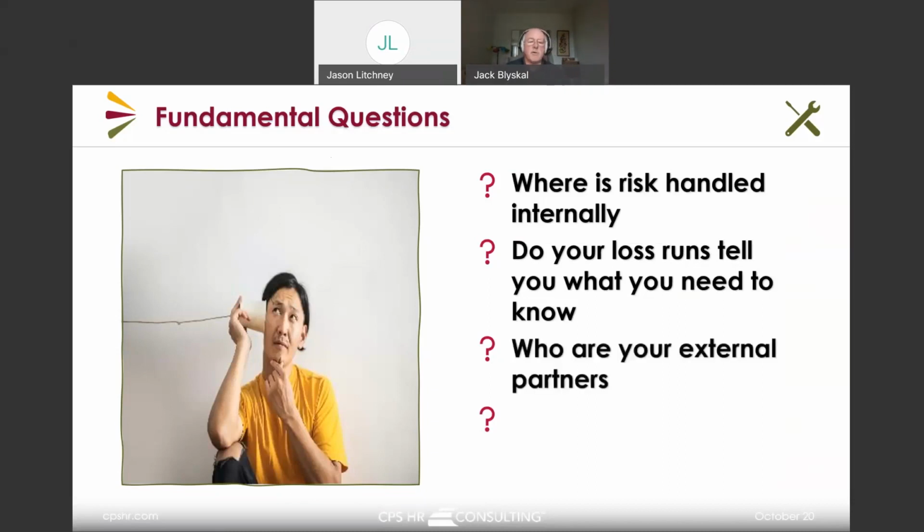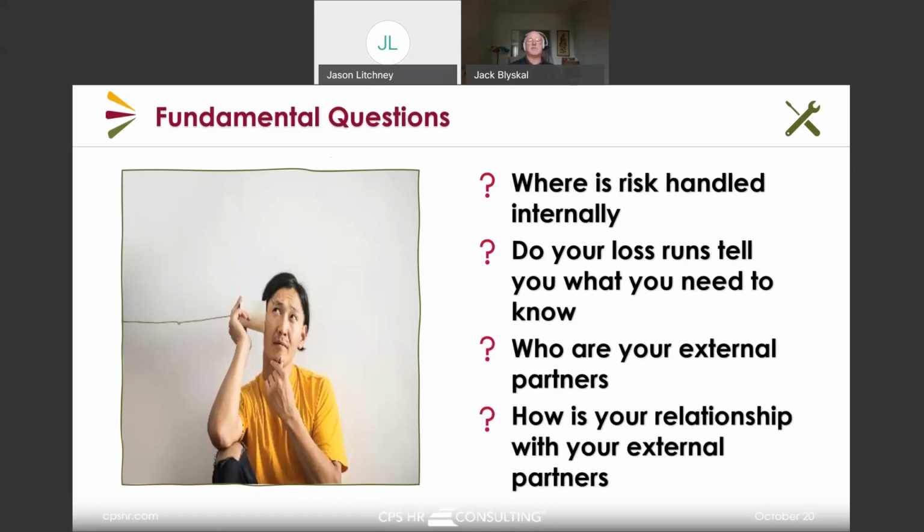Who are your external partners? Some of them are going to be like I've been talking about, your broker, your third-party administrator on claims, your attorneys. Those are all external partners. Your vendors are external partners. You need to know who these people are that may be able to help you with respect to risk that's affecting your department and your agency. And there may be others, brokers, TPAs, JPAs, and so forth.